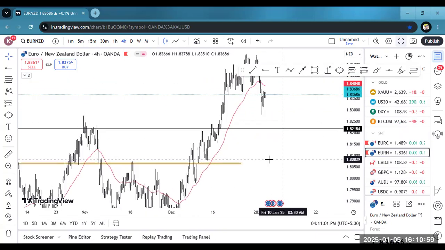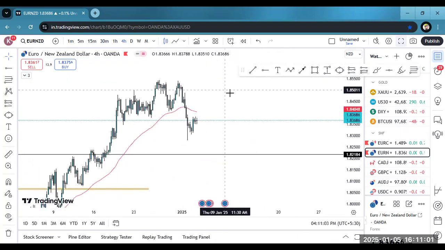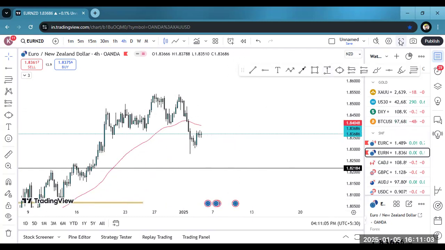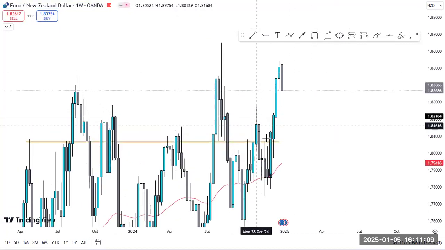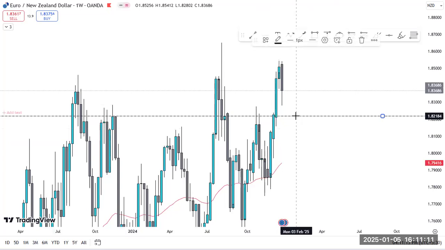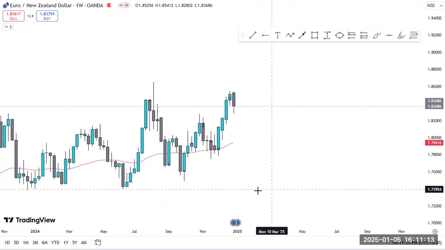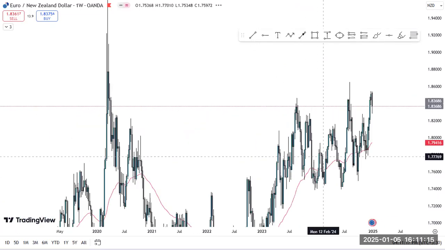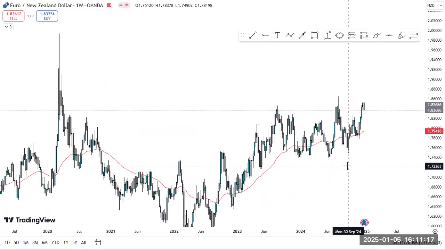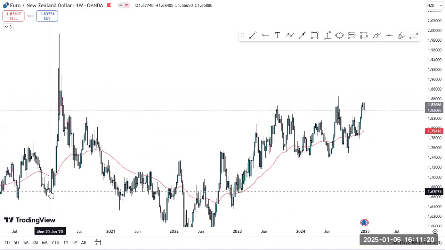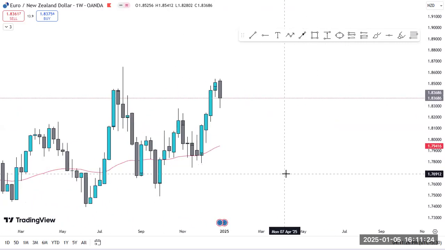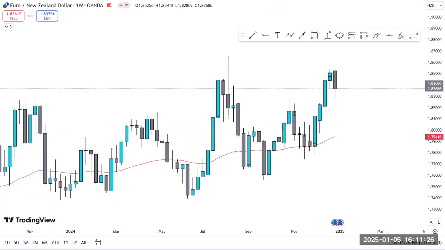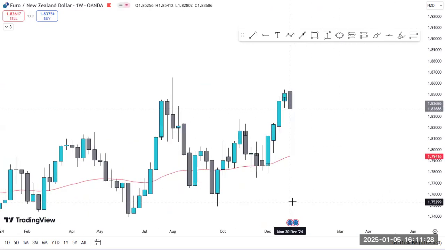It's Euro NZD. Okay, right. So let me go to weekly first. Let me remove this as well. Okay. So on weekly, we are completely bullish, as we know. Yep, we are completely bullish. I'm not going to draw anything on charts right now. We are completely bullish on weekly.